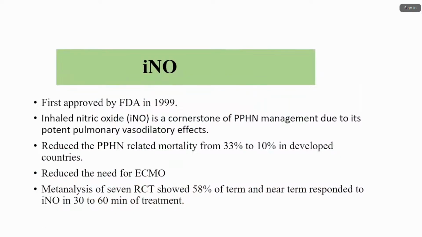What is the role of iNO? iNO is the cornerstone of PPHN, first approved by the FDA in 1999. And this reduces the PPHN-related mortality from 33 to 10% in developed countries. And this also reduces the need for ECMO. A meta-analysis of 7 RCTs showed that 58% of term and near-term infants responded to iNO in 30 to 60 minutes of treatment.